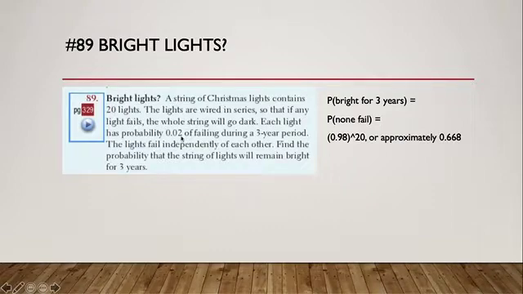And because the lights fail independently of one another, I can just take that 98%, that 0.98 probability, and raise it to the power of 20. And there we go. We have about a chance of 0.668 that the string of lights will be bright for 3 years.